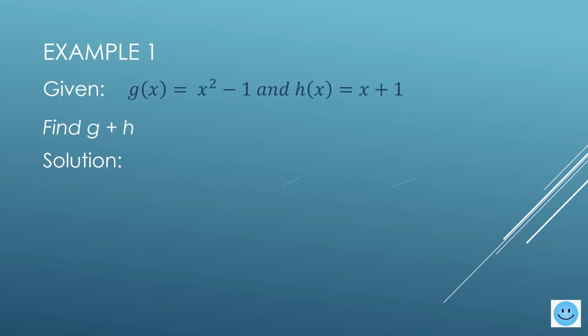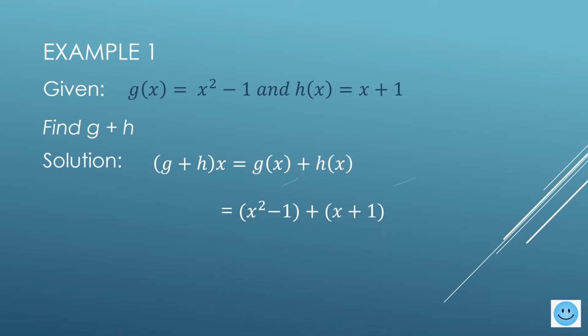Let us have example number 1. Given g of x equals x squared minus 1 and h of x equals x plus 1, find g plus h. For the solution, let's write out the function. Starting with the definition, g plus h of x equals g of x plus h of x. Then we will substitute the functions. For our g of x, we have x squared minus 1, and for our h of x, we have x plus 1.